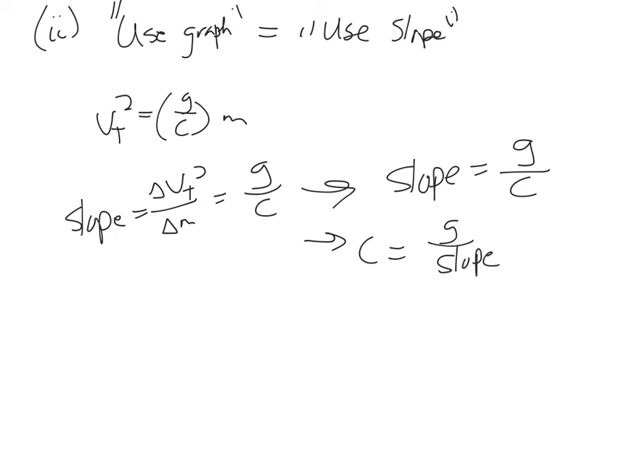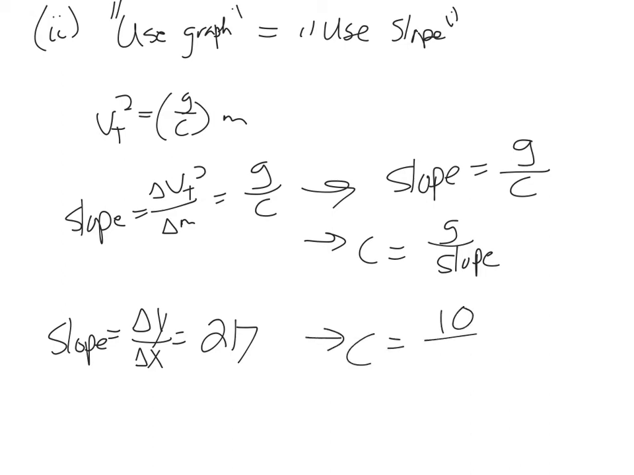Again, when you do slope, change in Y over change in X, you have to choose 2 points on the line for it. It really depends on the numbers. You should get a slope that's about 217. So C equals 10 divided by 217. So your value for C should be somewhere around 0.045 kilograms per meter.